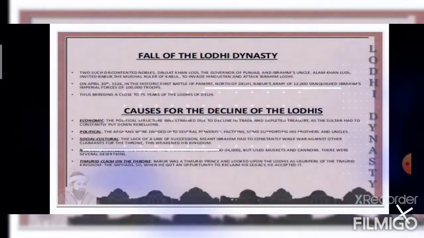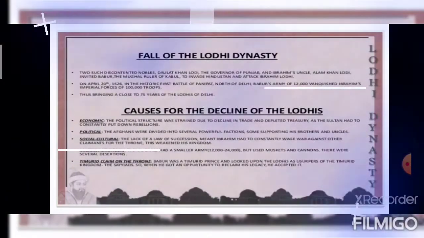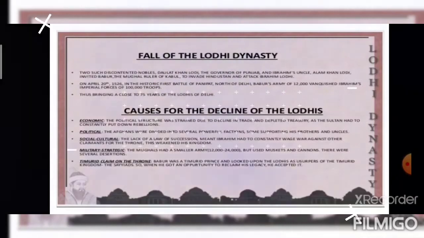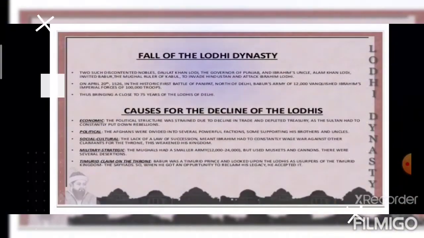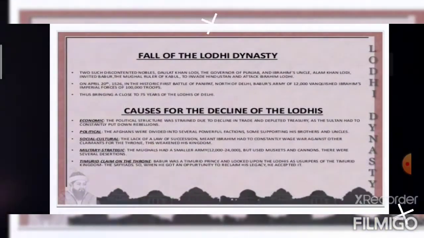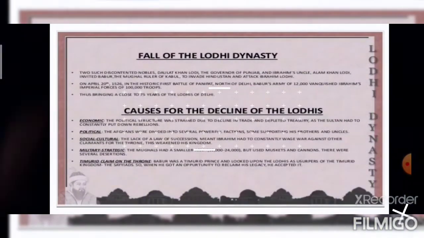First, the fall of the Lodhi dynasty was due to two discontented nobles, Daulat Khan Lodhi, the governor of Punjab, and Ibrahim Lodhi's uncle, Alam Khan Lodhi, who invited Babur, the Mughal ruler of Kabul, to invade Hindustan and attack Ibrahim Lodhi. On April 20th, 1526, in the historic First Battle of Panipat, north of Delhi, Babur's army of around 12,000 vanquished Ibrahim's imperial forces of 1 lakh troops, thus bringing to a close the 75 years rule of the Lodhis in Delhi.